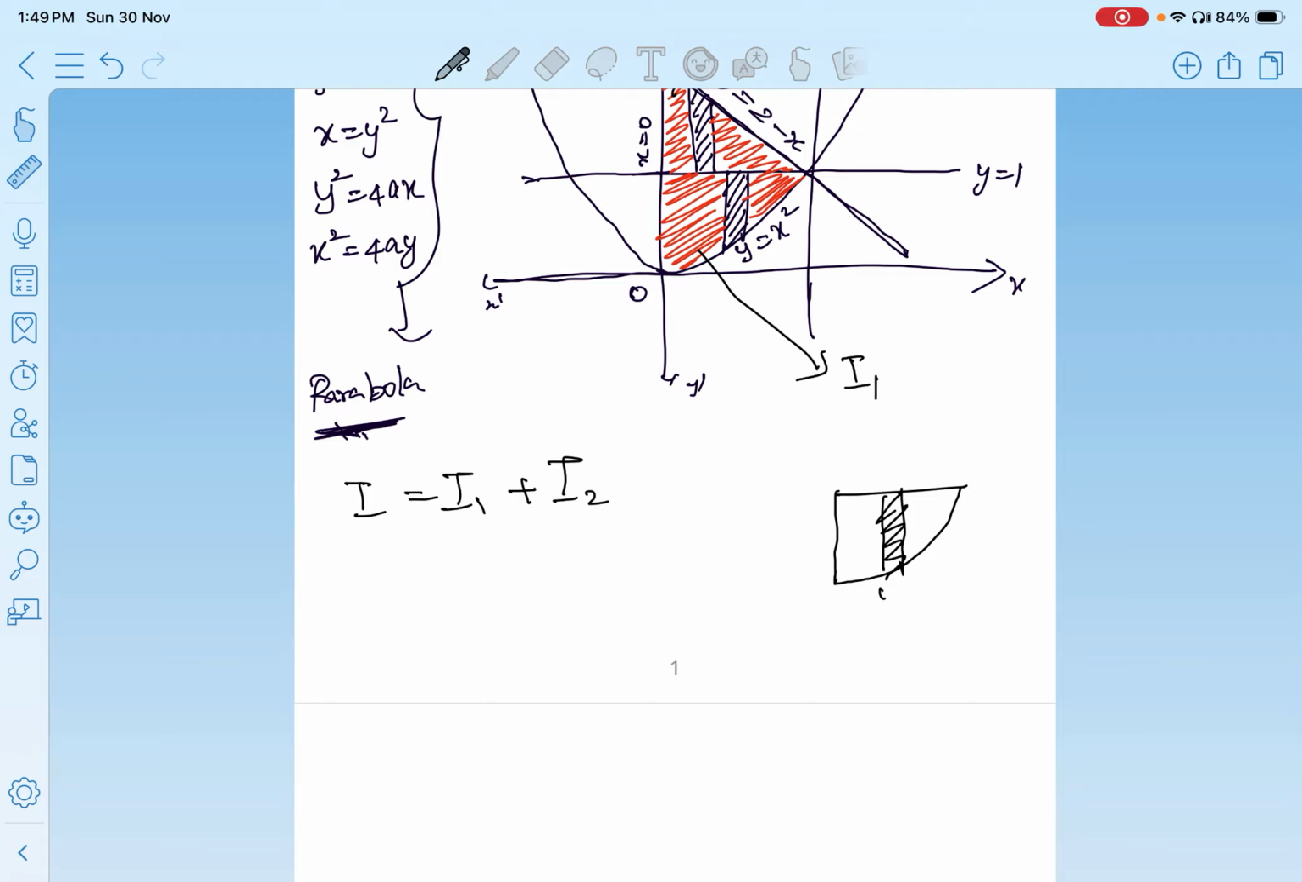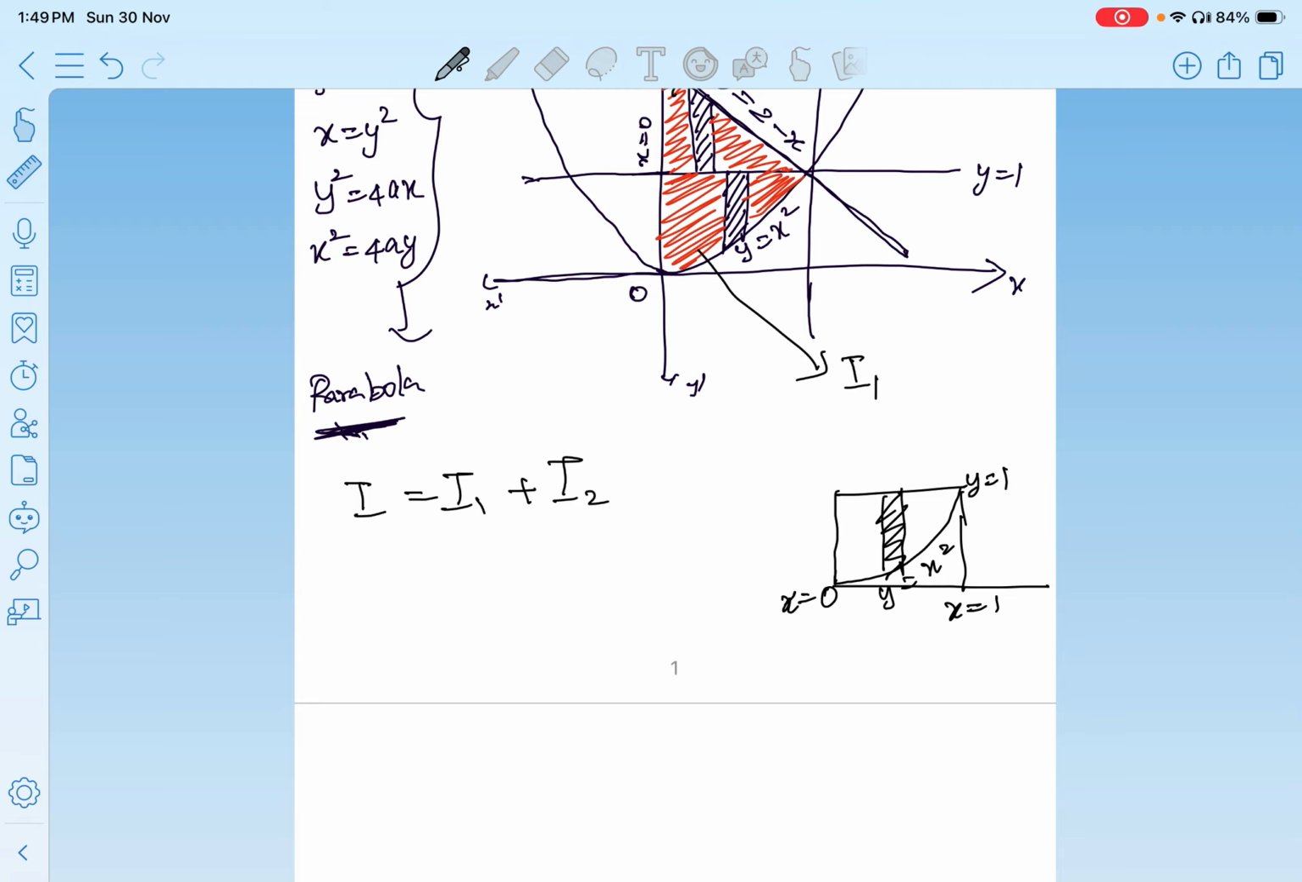This region. This is y equal to x square. Here at the top it is y equal to 1, and at the down part x equal to 1, and here y equal to 0, and here x equal to 0. So this is the region we have.